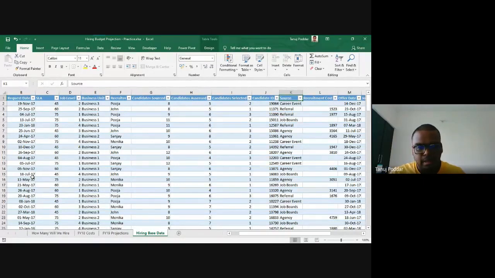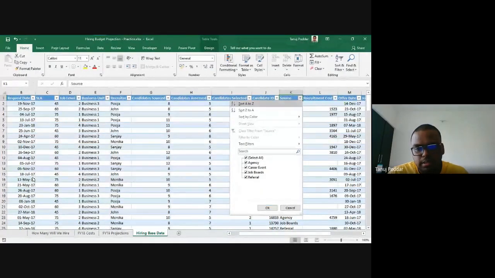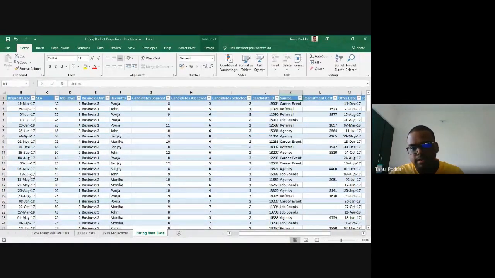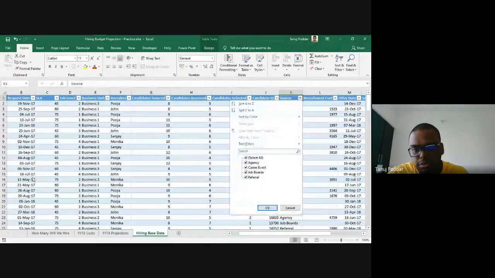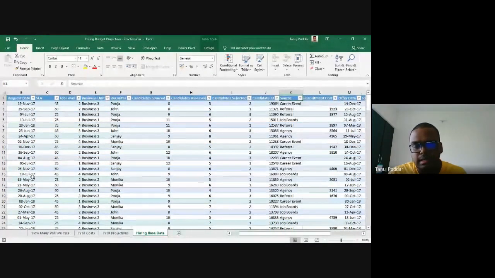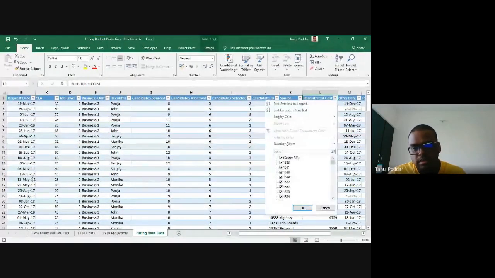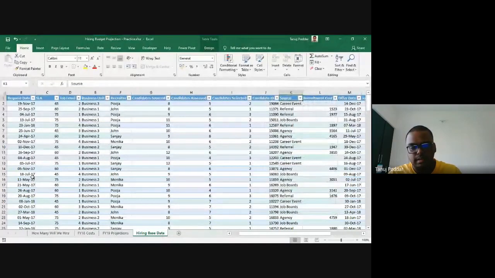So I'll quickly show you what values are there. There is agency, there is career event, there is job board, and there is referral. This is a very simplified version of what sources we use in terms of hiring. And in the next column we've captured the cost associated with these hires.